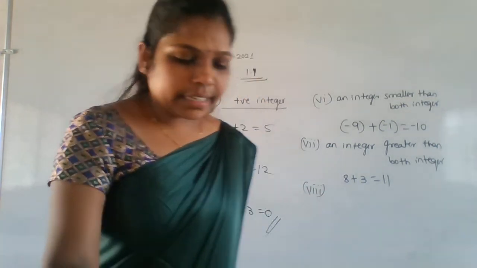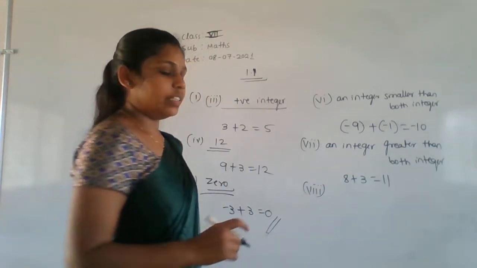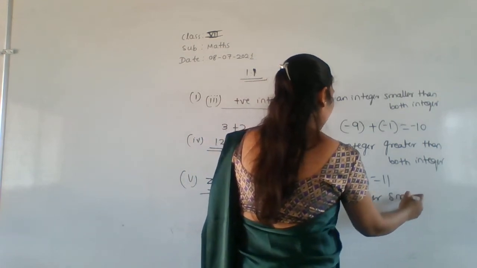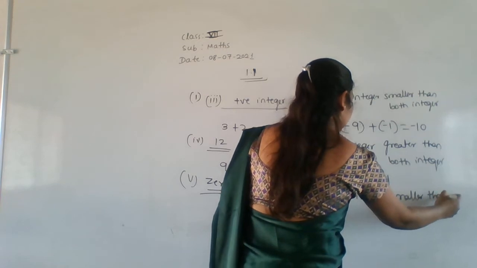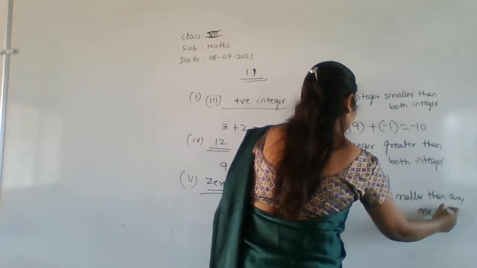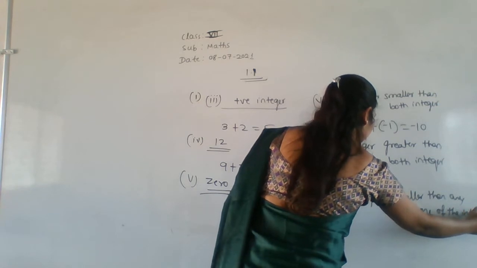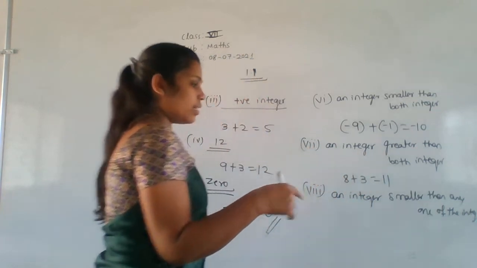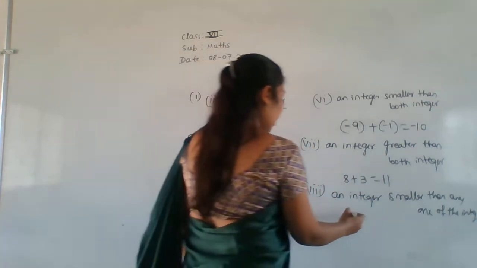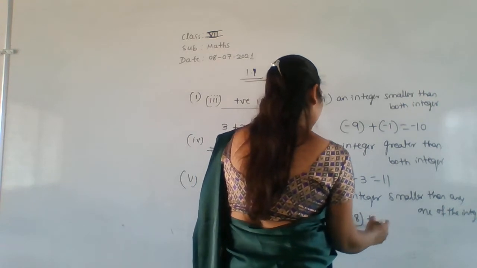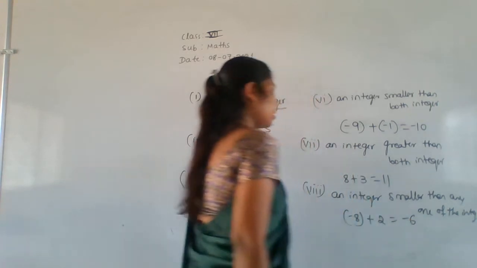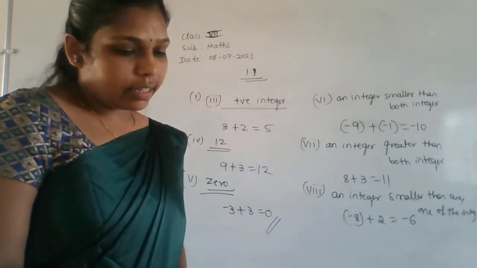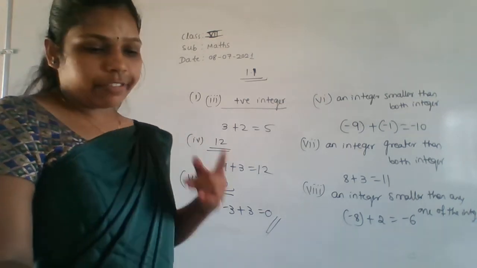Next, the eighth one. An integer smaller than only one of the integers. So that is something like, take one number as a negative, another number as a positive. Then you will get the answer. So that is minus 8 plus 2. That is minus 6. So minus 6 is smaller than the 2 only. We can take like that.